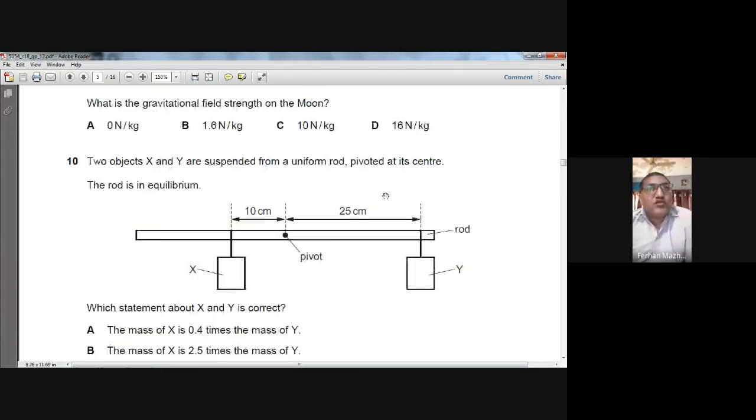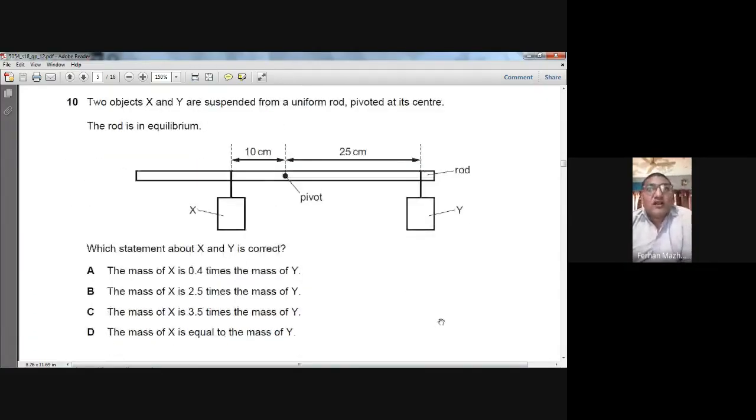Question number 10 is on your screen. Two objects X and Y are suspended from a uniform rod pivoted at its center. The rod is in equilibrium. Which statement about X and Y is correct? In the options given, he's talking about the mass of X and mass of Y. Because this whole thing is in equilibrium, the anti-clockwise moment produced by X and the clockwise moment produced by Y are equal to each other. The moment produced by X, its weight multiplied by its distance from the pivot, equals the weight of Y multiplied by its distance from the pivot.